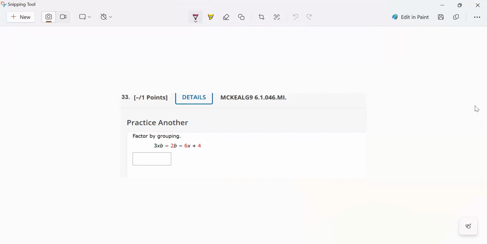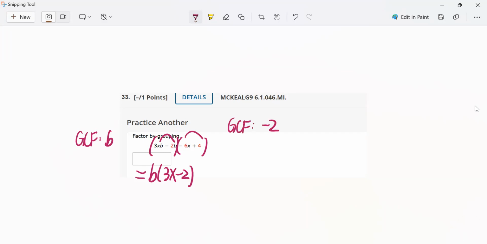Okay, let's go over the solution. The GCF of the first two terms is just b. So factor out b, we can put this in parentheses, and the other parentheses: 3x remains minus 2. And then for the other two terms the GCF is -2, because this is -6.